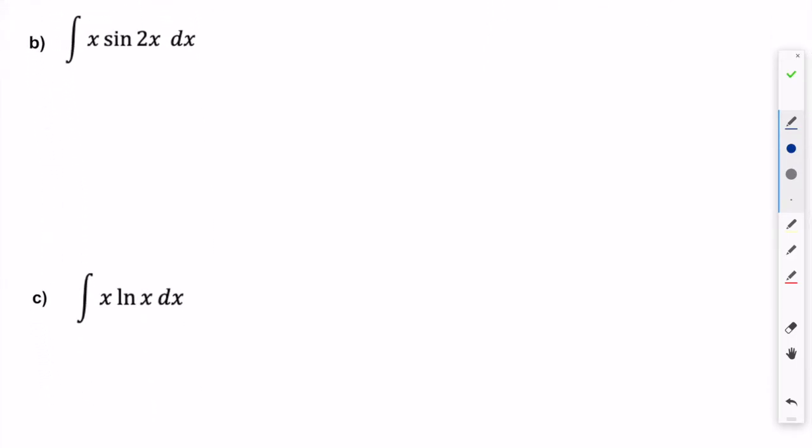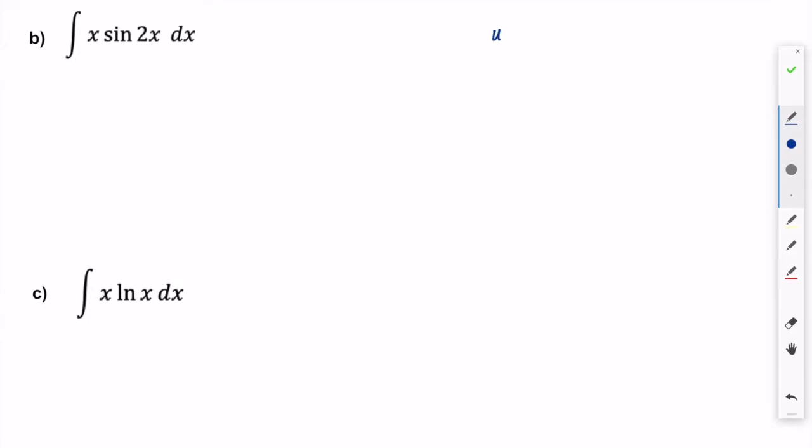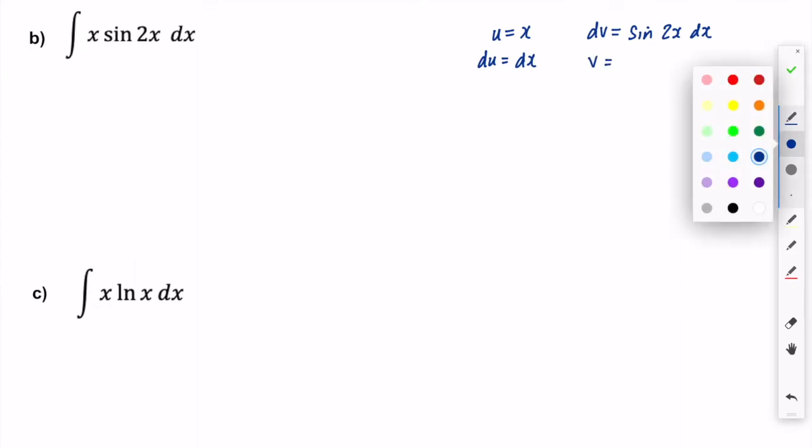B. Here we have the integral of x times sine 2x dx. Let's go from left to right. If it doesn't work, then we'll switch. Okay. I'm going to let u be x and let dv be sine 2x dx. du is dx. Integrating the second expression, I get v equals the integral of sine 2x.